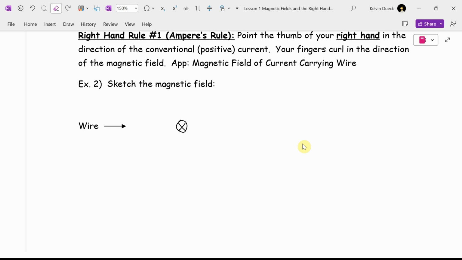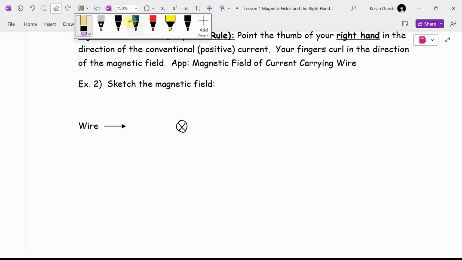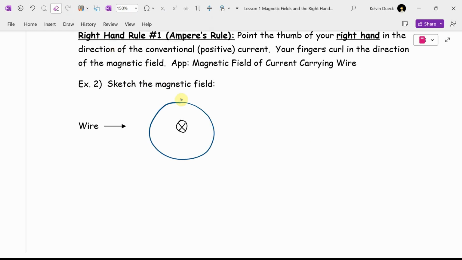So we can sketch that. It says sketch the magnetic field. It's going to look like a circle. It's pointing that way, that way, that way, that way. We'll keep practicing. The further you get from the wire, the weaker the field. The closer you get, the stronger the field. But I'm telling you, if you put a compass above this wire, it would point to the right. Okay?